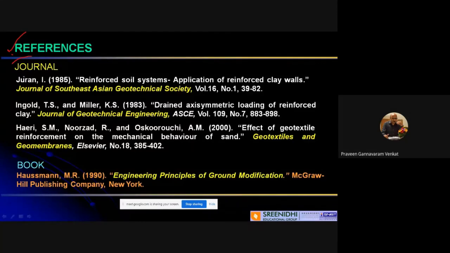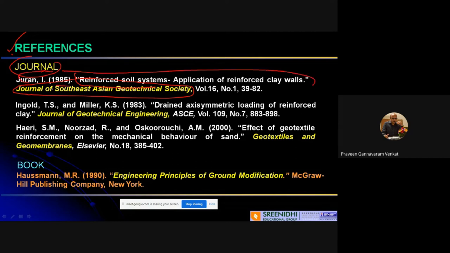So for a journal paper, the journal name should be written in italics. This is the italics. And here the title and author name should be given in normal style. Italics means slant writing. Slant writing is known as italic. So here journal means it should be indicated in italics.